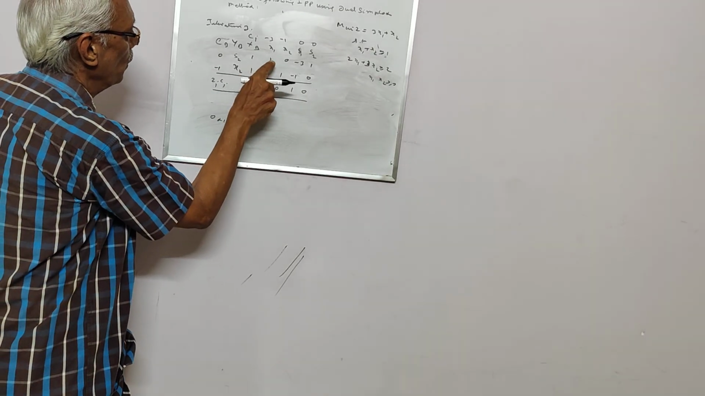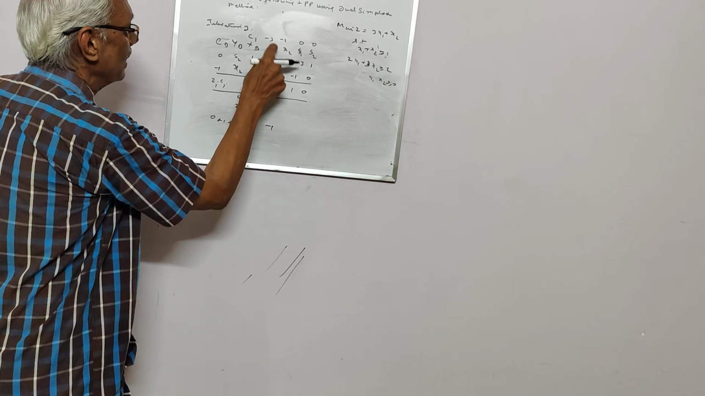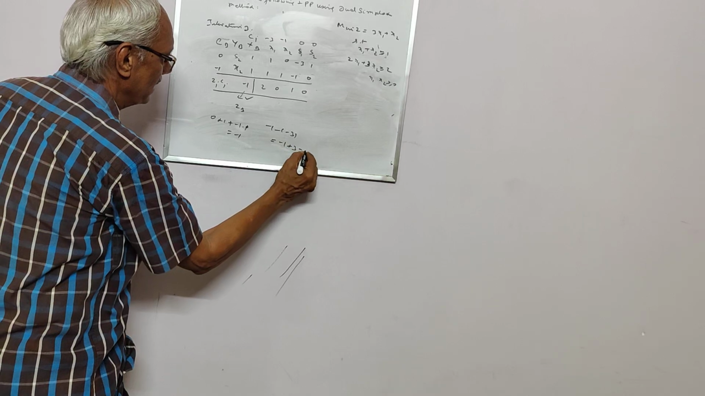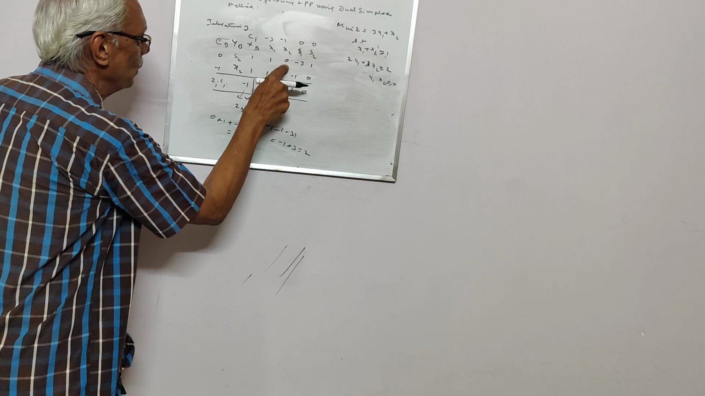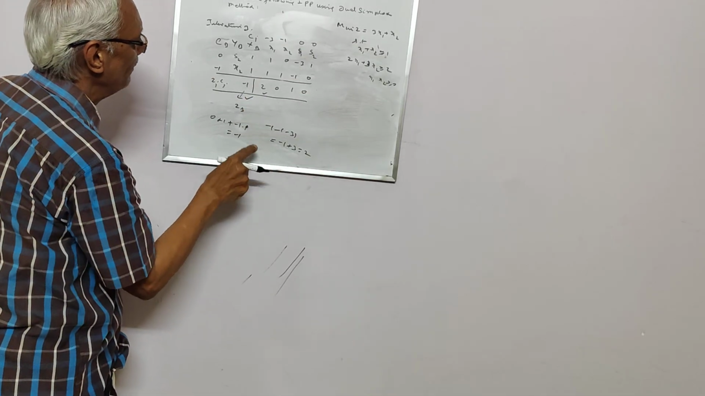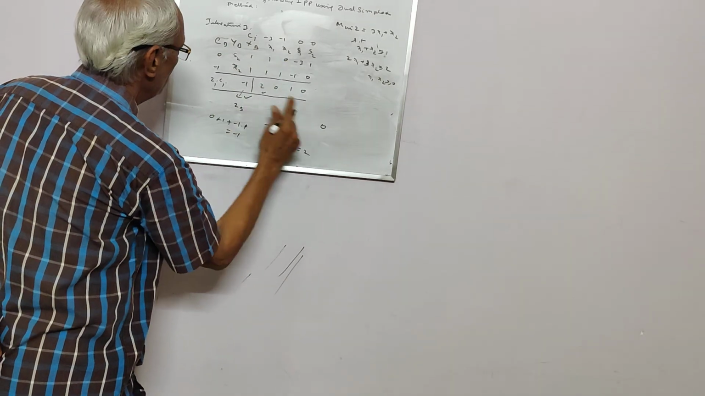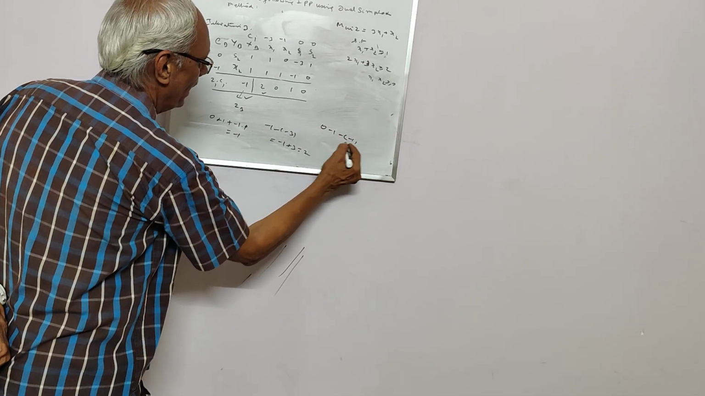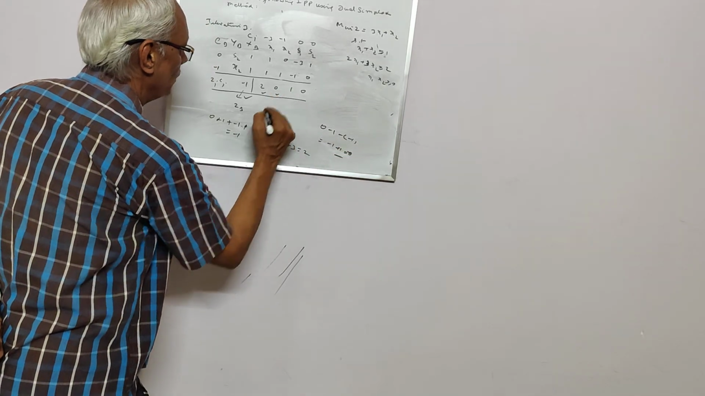Then 0 into 1, 0 minus 1 into 1 is minus 1. Take away this minus 3, that is equal to minus 1 plus 3, that is equal to 2. So I have got this. Then 0 into 0 is 0. Minus 1 into 1 is minus 1. Take away this minus 1. Minus 1 plus 1, that is equal to 0. So I have got here.